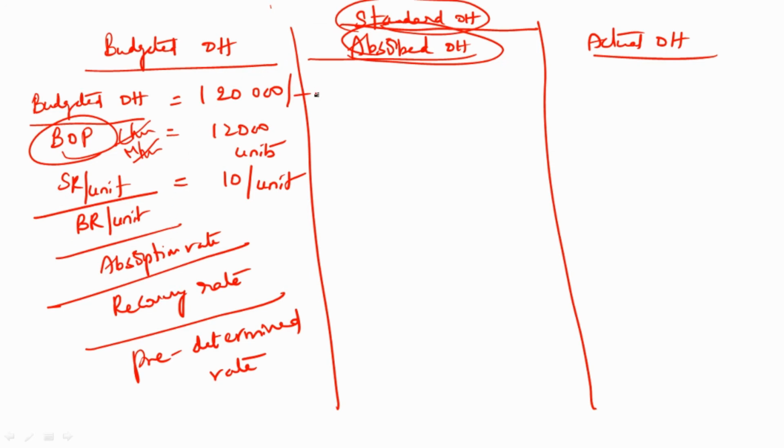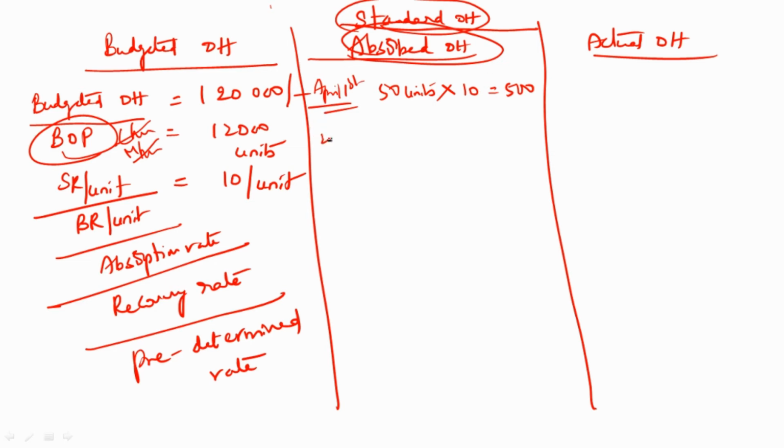Now let's say your financial year has started. Just try to imagine. Say on day one, that is April 1st, you have actually manufactured 50 units. For each unit, you will absorb 10 rupees, because 10 rupees is the absorption rate. So you would have absorbed 500 rupees on day one. Absorbed means you can imagine it's as good as a debit in the costing P&L account.